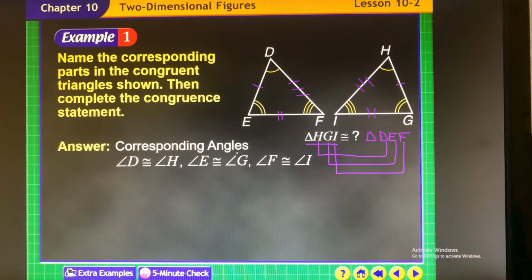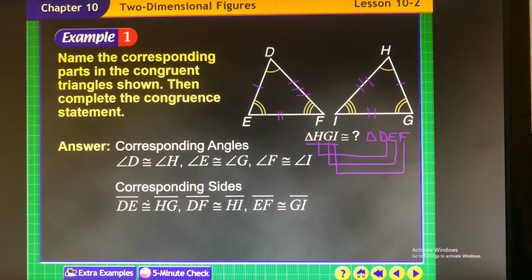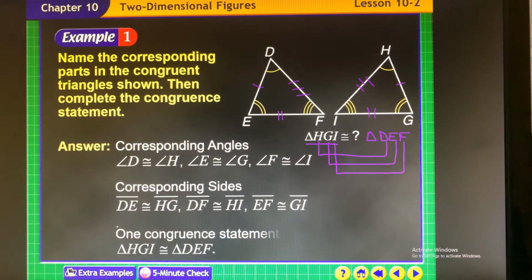So those are the corresponding angles. Remember, this is the congruent sign. And then I match up the corresponding sides. There are 3 sides to match up. And you have to make sure you're matching them up angle to angle. So if I say side DE is congruent to GH, that would be incorrect because angle D matches with angle H. So I have to make sure I'm matching the angles up when I match the sides up as well.